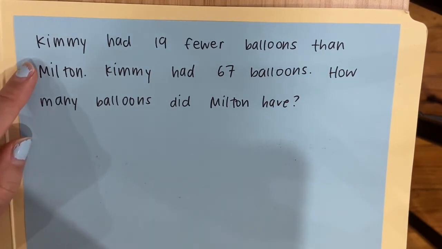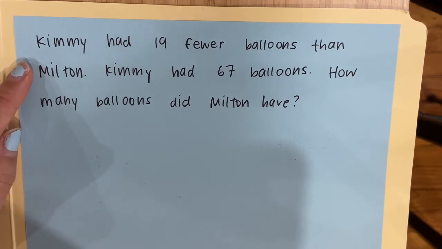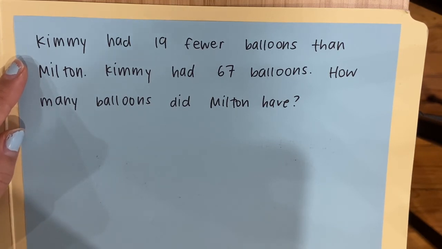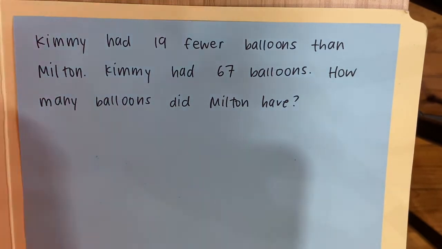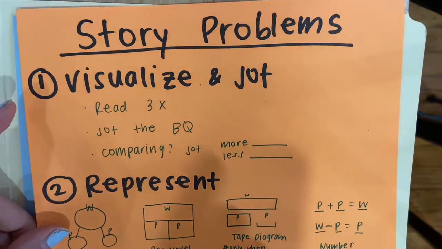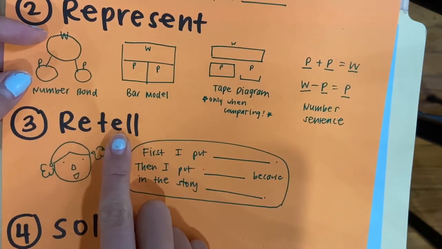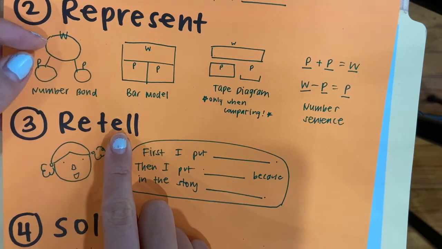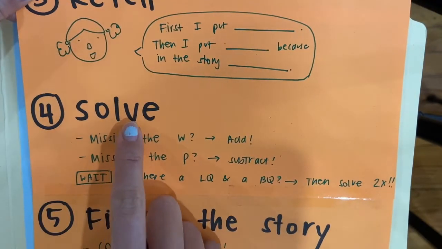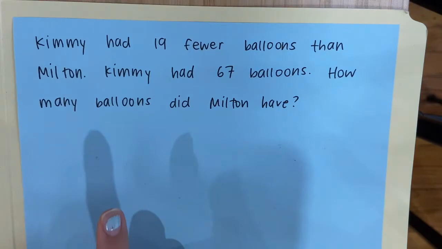So here's a story problem I want you to do on your own. Kimmy had 19 fewer balloons than Milton. Kimmy had 67 balloons. How many balloons did Milton have? I want you to follow all of the story problem steps. That means visualize and jot, represent, retell to someone like a grown-up or maybe a sibling, solve, and finish the story all on your own.